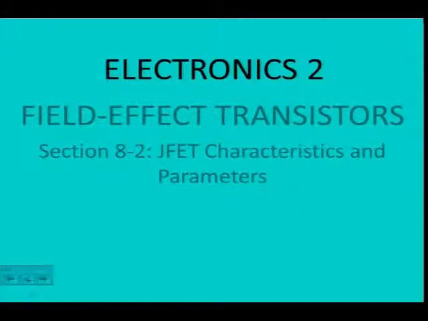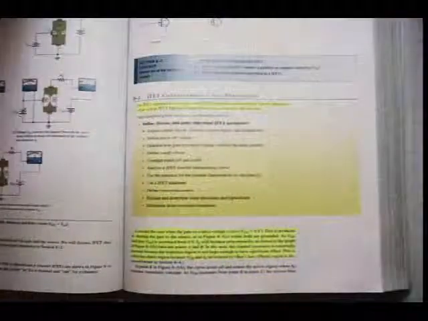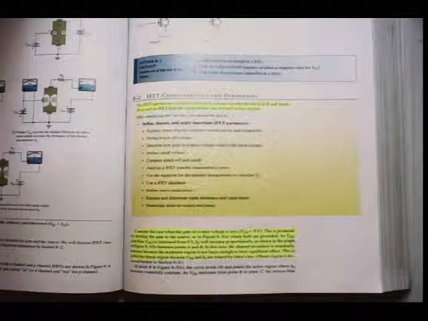Carry on today with the field effect transistor, section 8.2, the JFET characteristics and parameters. Important section, so please pay close attention. Let's go and have a look in the textbook. On page 371, introductory paragraph, you can mark as I've marked.